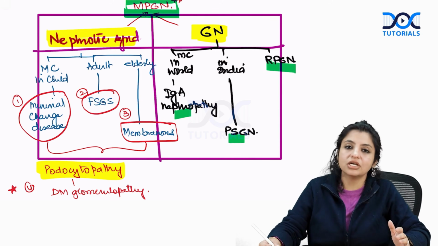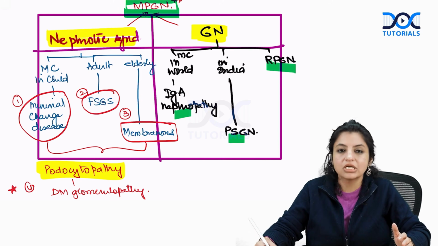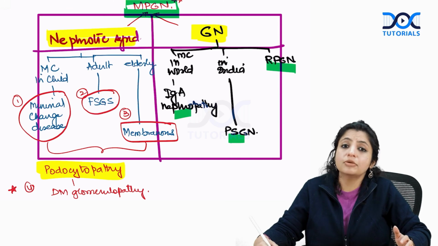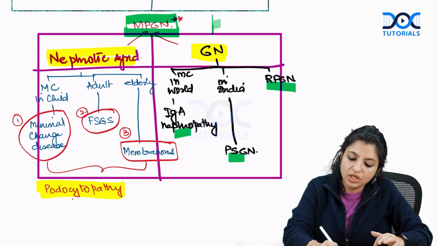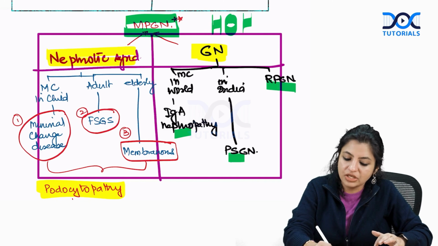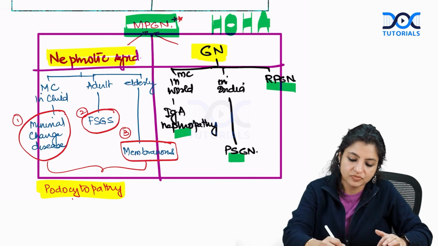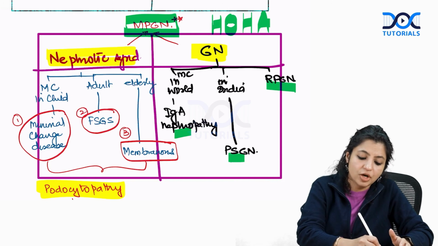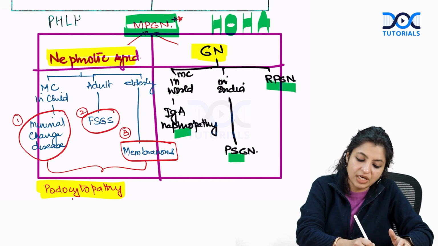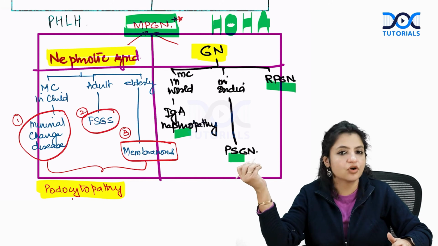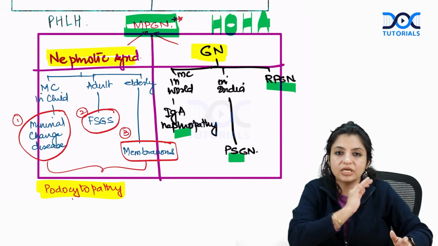Plus, the majority of kidney questions are history-based questions. Whenever they give you a history of hematuria, oliguria, hypertension, azotemia, you should think of glomerulonephritis. Whenever they give you a history of proteinuria, hypoproteinemia, lipiduria, hyperlipidemia, you should think of nephrotic syndrome. That point should be clear to everybody.